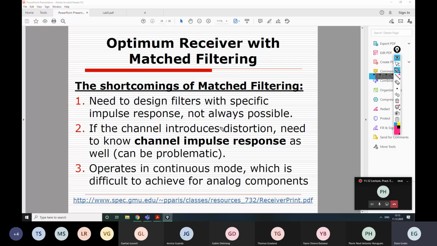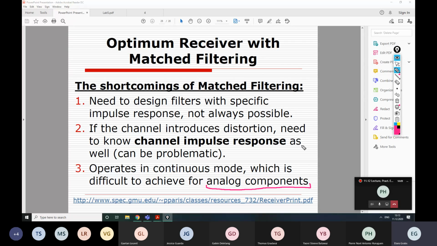And of course, as I have already said multiple times, we will meet some difficulties if we are trying to implement that in analog form. So this is a brief theoretical introduction to this optimal receiver with matched filtering, and that's all for the lecture.